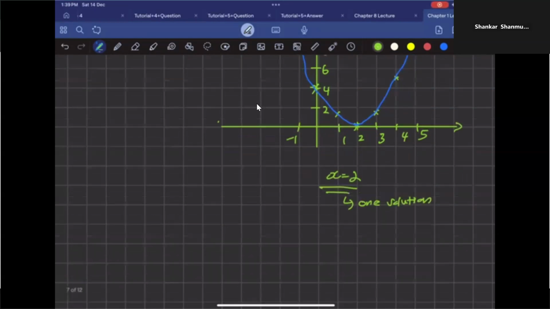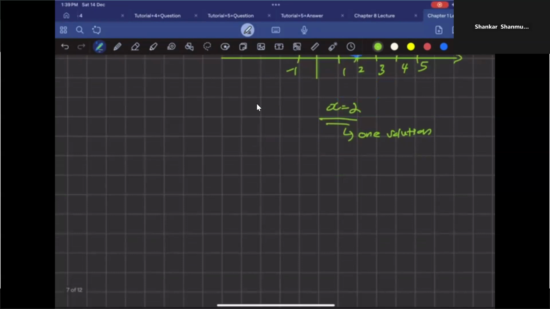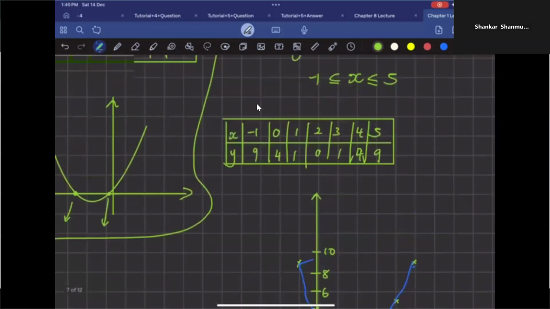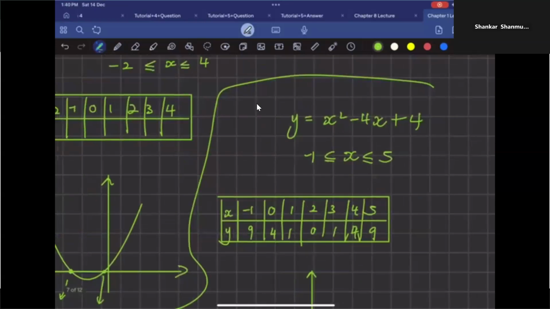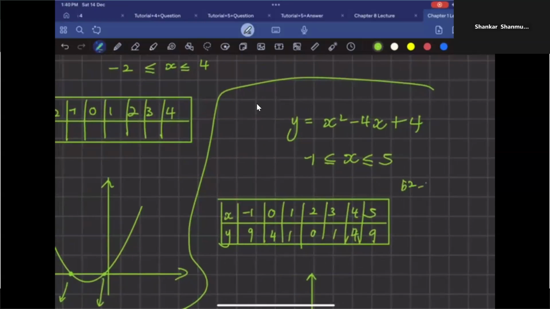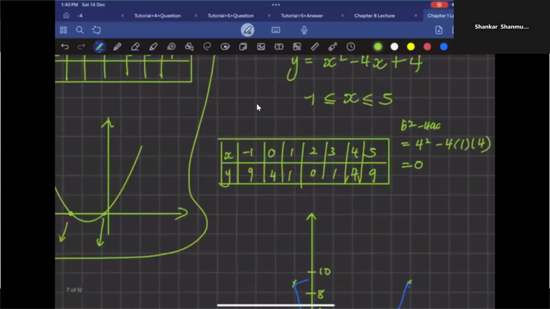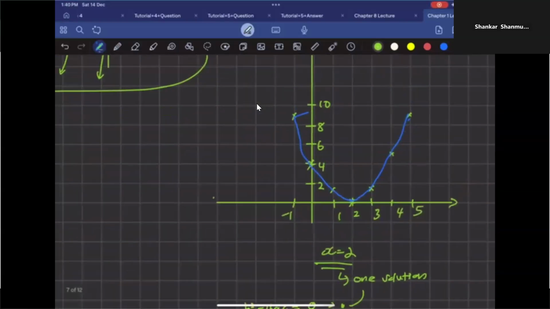So does this ring a bell? Remember previously we learned that if b squared minus 4ac is equal to 0, that means there's only one solution. Okay, so let's double check if that's the case. So b squared minus 4ac is equal to 4 squared minus 4 times 1 times 4, which actually gives you 0. So which is why there's only one x-intercept.